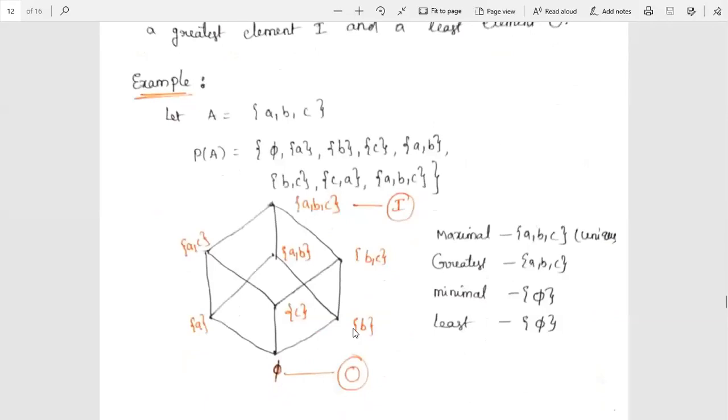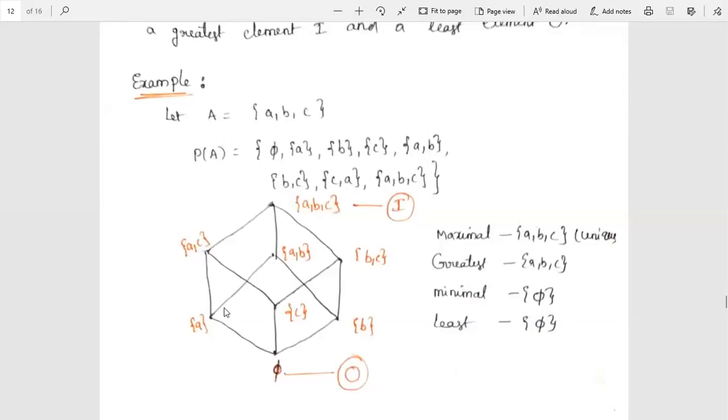So when we draw the Hasse diagram, we go for the least element, that is phi. So phi is related to A, B, C. That means phi is related to A and phi is related to B, and phi is a subset of every set. So phi is related to A, phi is related to B, phi is related to C.